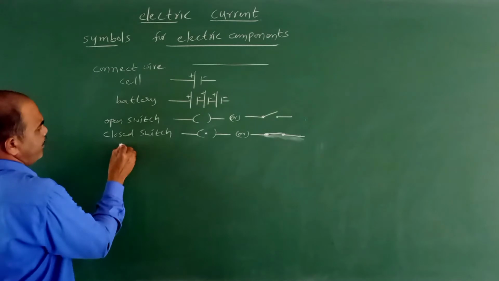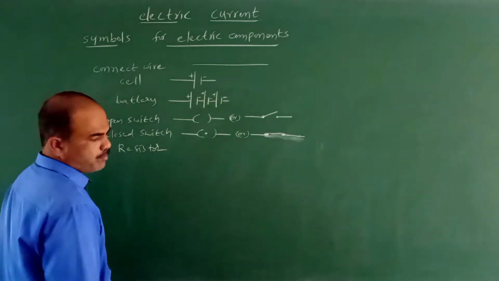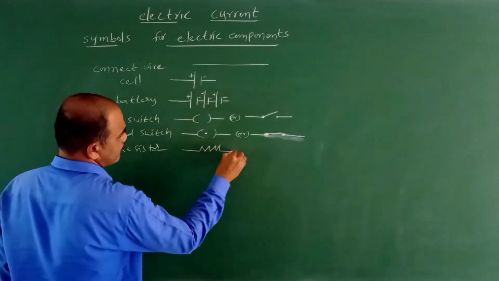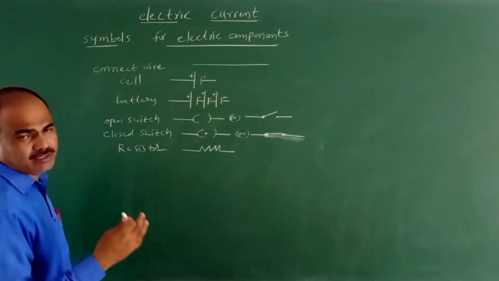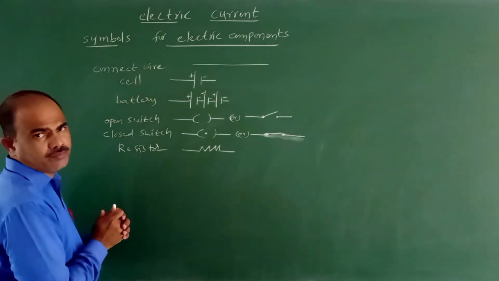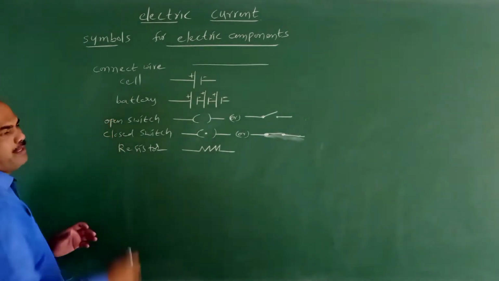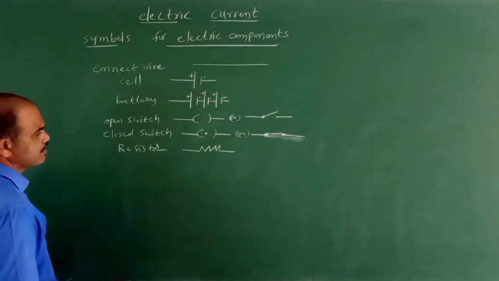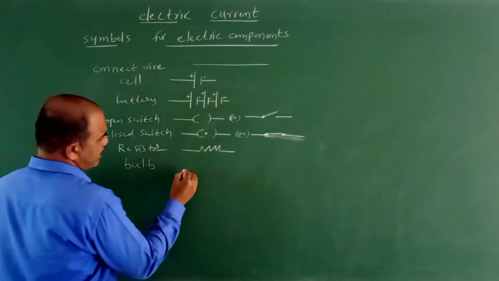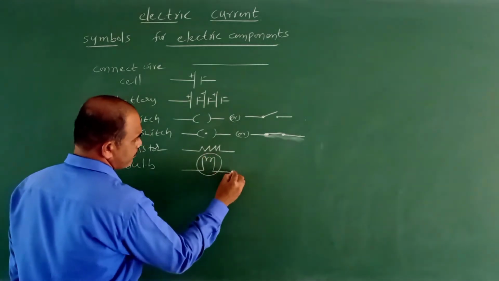Next, the resistor. A resistor is a device which opposes the flow of current. Electric components are devices through which current can flow. Generally bulb, resistor, switch, battery and cell are called electric components. Next, the bulb. The bulb symbol will be like this. This is the symbol of the bulb.